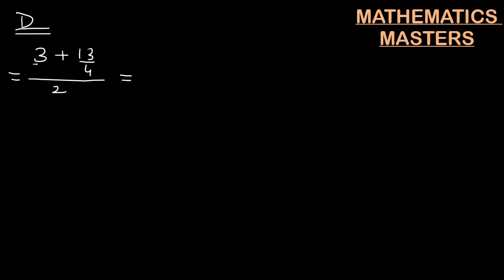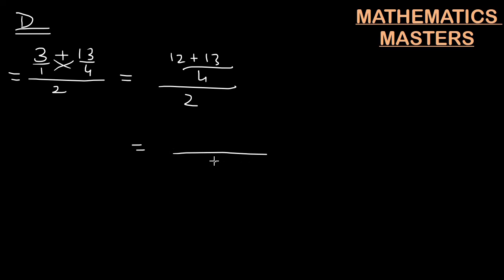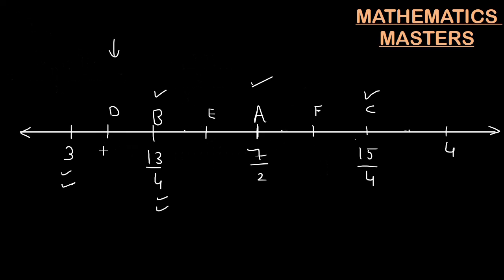That means there would be a denominator 1 for 3, then 4 into 3 and 1 into 13. 4 into 3 is 12 plus 13 into 1 is 13, upon 4, whole upon 2. Then 13 plus 12 is 25, so 25 upon 4, whole upon 2. That means the rational number that D represents is 25 upon 8. So the answer of this would be 25 upon 8. Now D also has been found out. Now let us go with the rational number E.